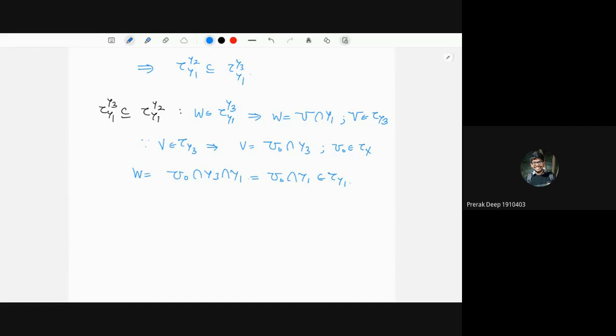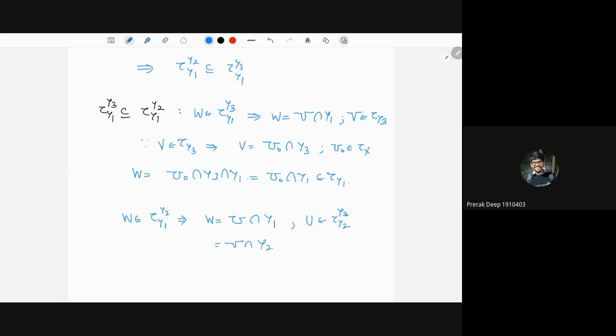And if you want to prove that it is an element in tau(Y1, Y2), that means you need to write it as some U intersection with Y1, where U is in tau Y2, which is induced from Y3, and then you can further break it down as V intersection with Y2 intersection with Y1, and so on and so forth.